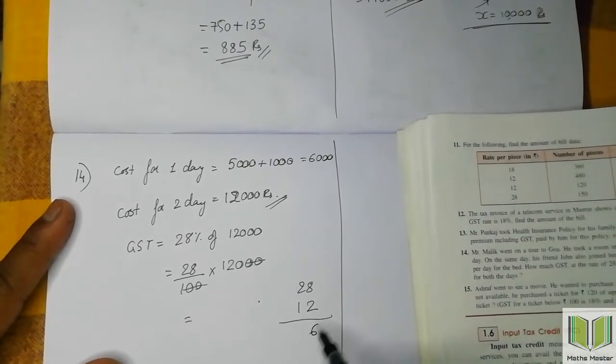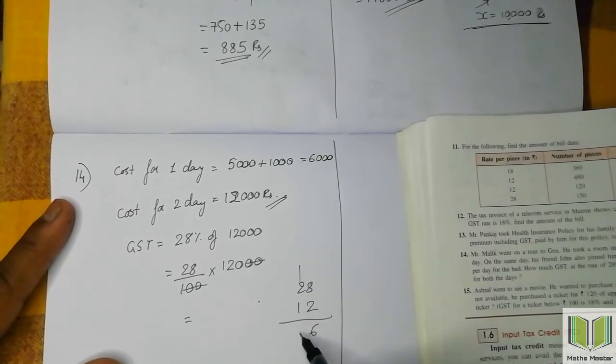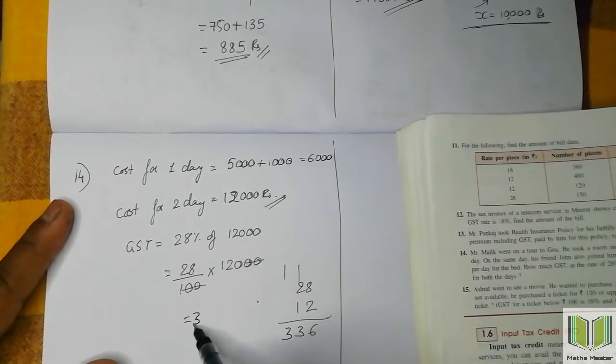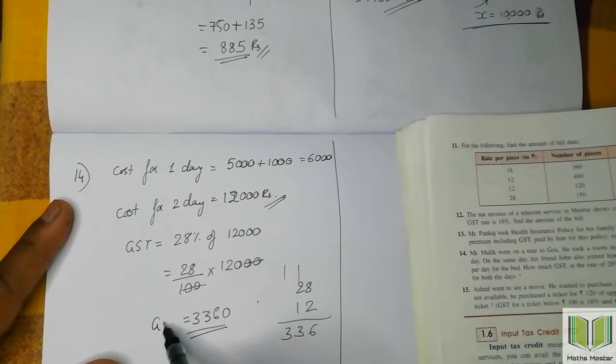8 times 2 is 16. 2 times 2 is 4. 4 plus 8 will be equal to 12. 12 plus 1, 13. 2 times 1 is 2. 2 plus 1 is 3. 3,000. 3,360 will be the GST value.